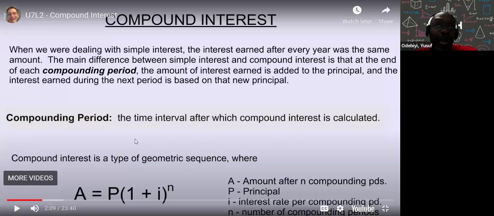If it's compounded semi-annually, that means you wait 6 months, you apply the interest, and now at the beginning of that next 6 months, you have a new principal amount, which would be the amount plus the interest on top of it. And then after the next 6 months, you apply the interest on the new principal amount. Okay, so let's look at a couple examples here.